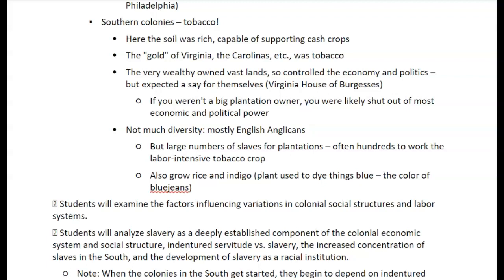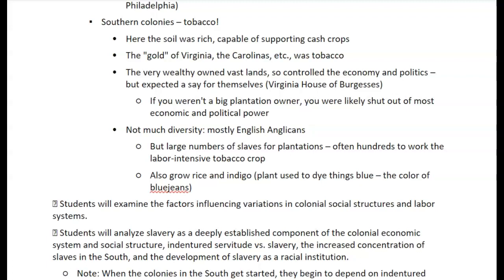The very wealthy owned vast lands, and so they controlled the economy and politics, but they expected a say for themselves. So, as opposed to New England, where everybody in the village was, you had rich guys and poor guys, but they were sort of more or less similar in economic outlook. They were kind of big middle class. Not so in Virginia. You had super wealthy, giant landowners and the super poor out in the outback, and that was it. The wealthy controlled the politics as well as the economy.